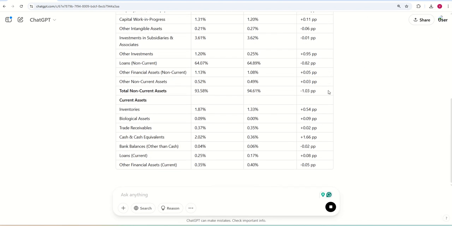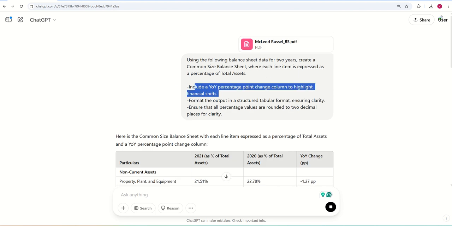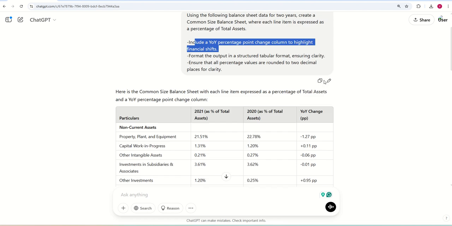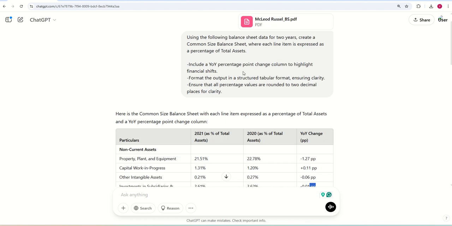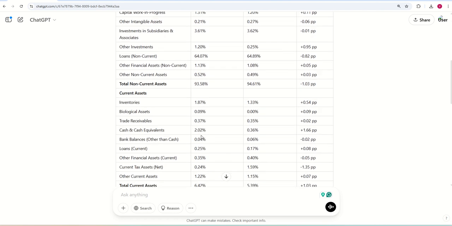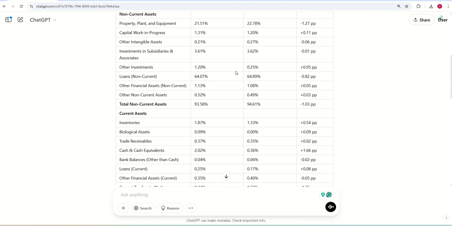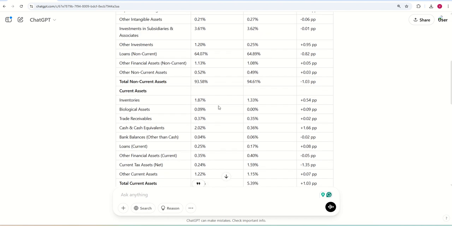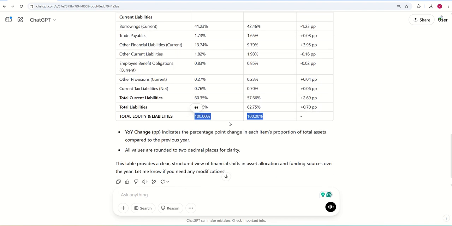Okay, so the common size balance sheet has come up. If you remember, the first point was to include a percentage point change column to highlight financial shifts. So this is the column which shows how much percentage increase or decrease there is. That is what I wanted in the structured prompt. Total assets are 100%, and every other line item has been based on a value of 100%. Similarly for liabilities, that is also equal to 100%.